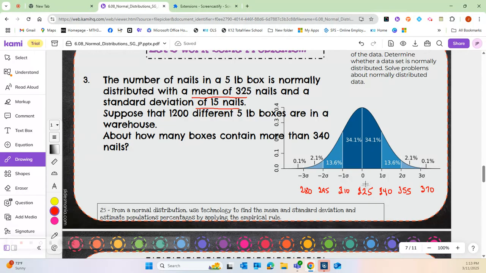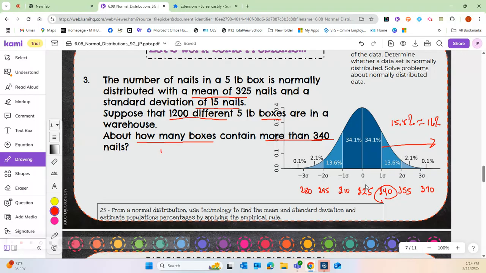So it says, suppose there are 1,200 boxes in the warehouse. How many boxes contain more than 350? Excuse me, more than 340. So we go find 340. More is to the right. We've added this up. This is the 3rd time. This is going to give us 15.8%, which will round up to 16%.